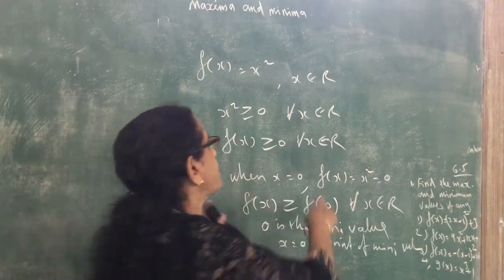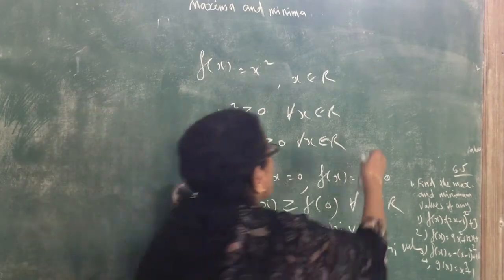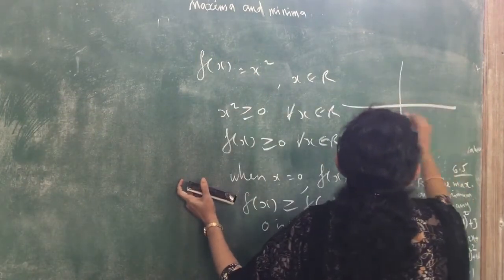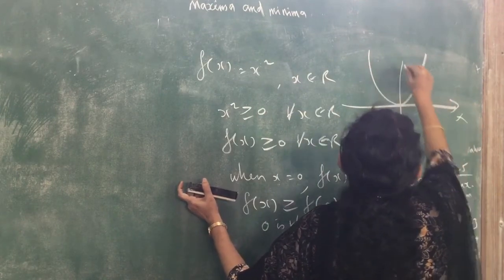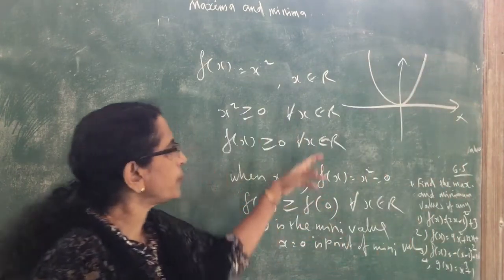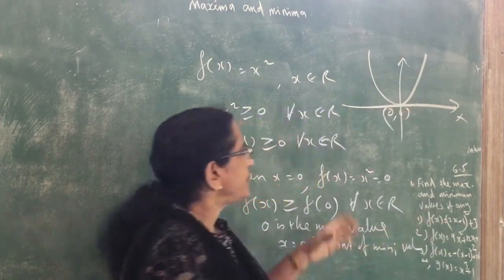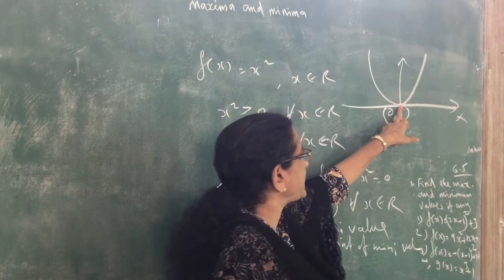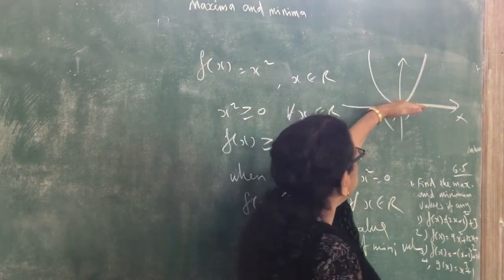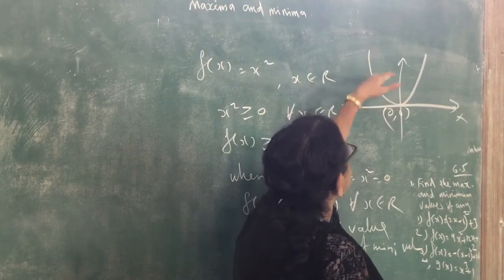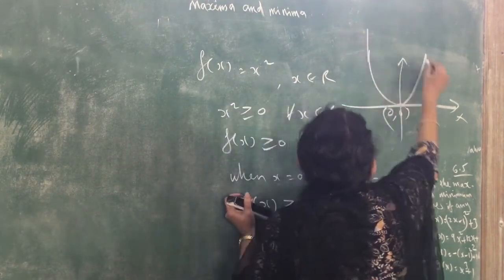Now we know the graph of this function y equal to x square is a parabola. From the graph also we can understand. We know the graph of x square equal to y is this one. And this is the origin. At x equal to 0, the function has minimum value, and it increases. It can be extended to any length here. This goes on like this.